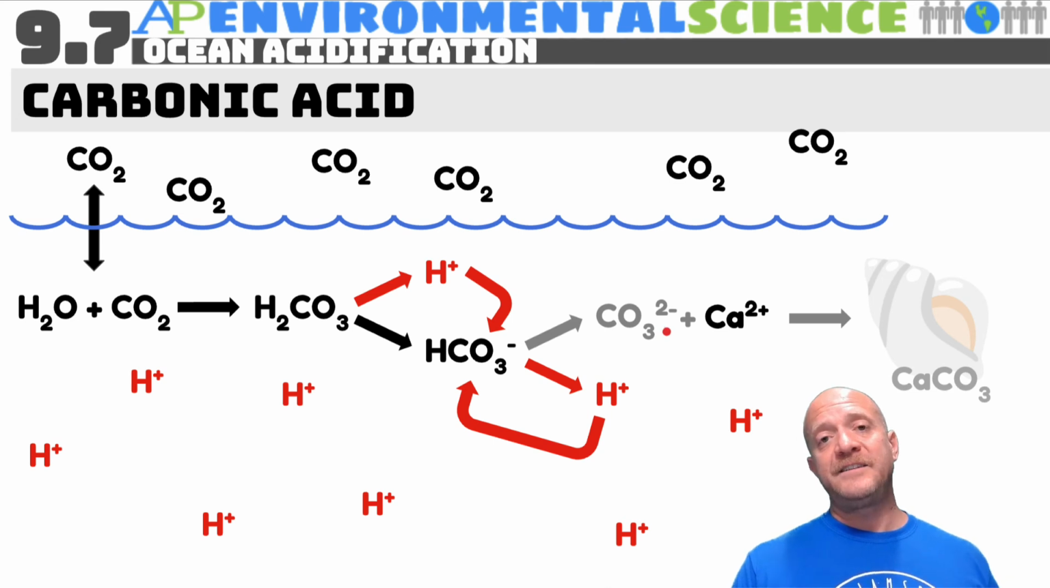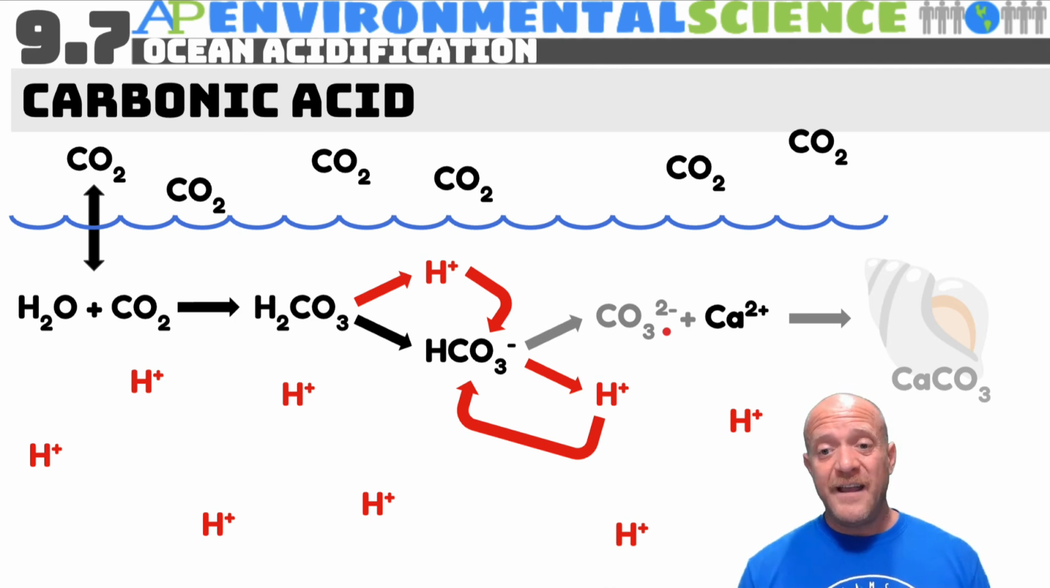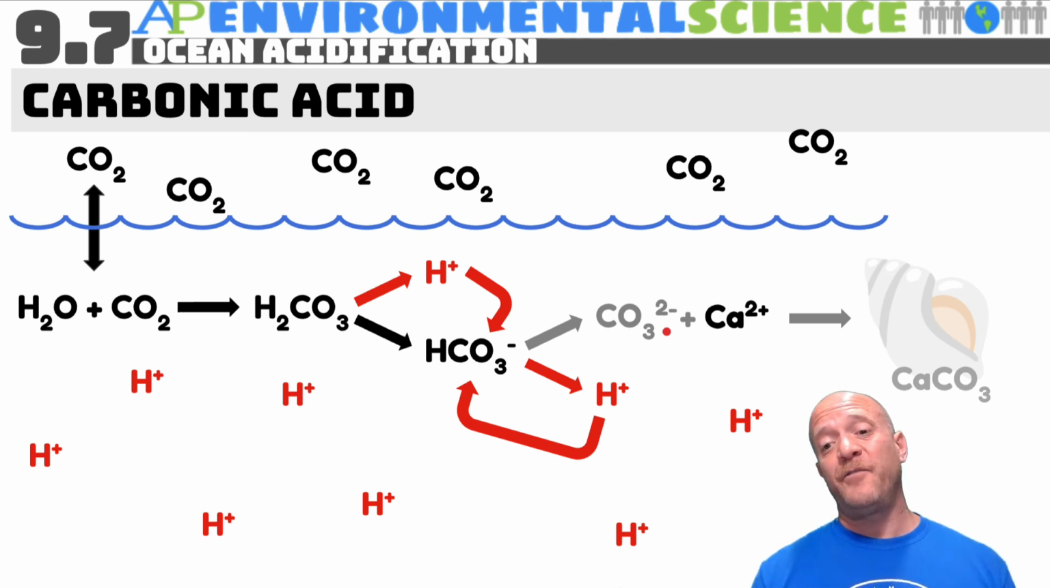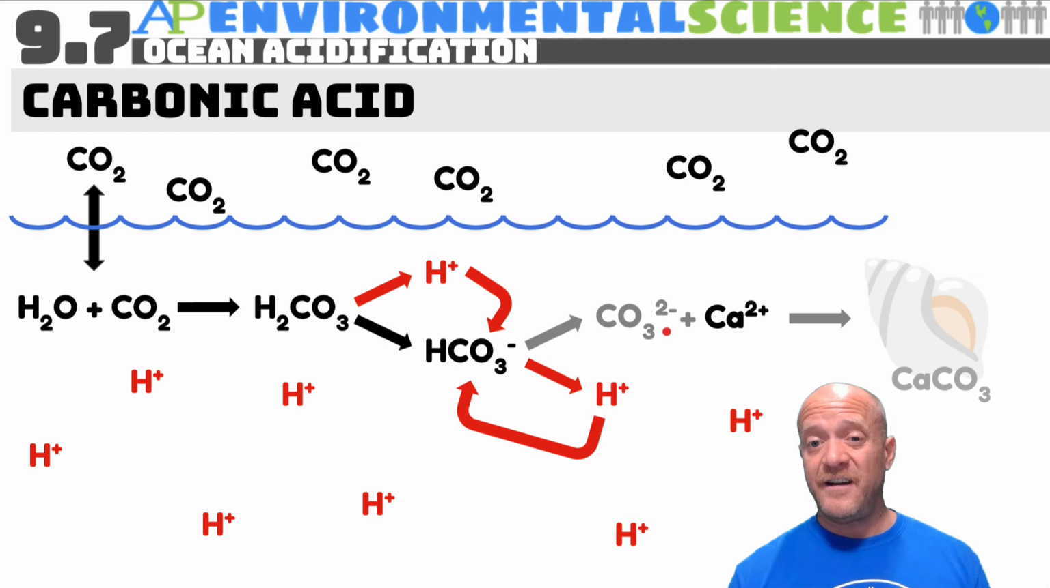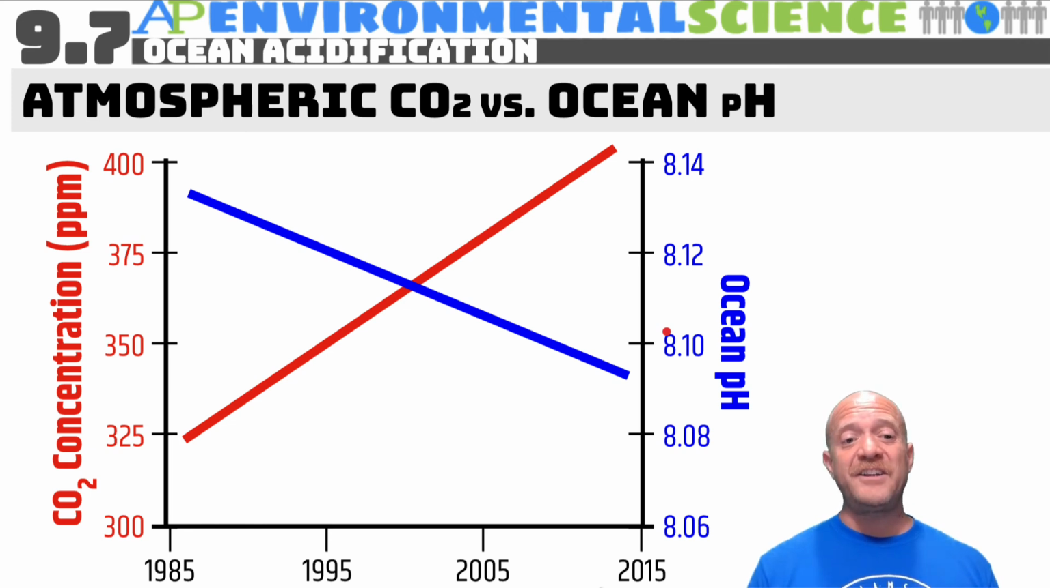And if you prevent the calcium carbonate from forming, you could have a severe biodiversity loss because you will be putting a lot of marine organisms outside of their range of tolerance. And if the environmental conditions are outside of their range of tolerance, they will not survive, and that's what leads to biodiversity loss.